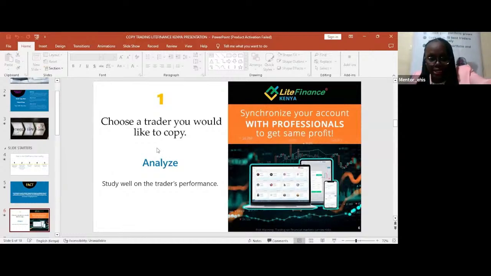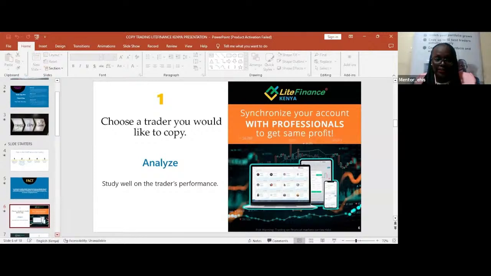So in this number 1, you analyze. When we sign in to the website, in the second section, I would show you. So number 1 is you choose a trader you would like to copy and do the analysis. It is upon you as a client, as an investor, to do personal analysis. You would want to copy somebody who suits your needs and your financial goals, who, according to your analysis, you would see can go with what you're anticipating for in the market.